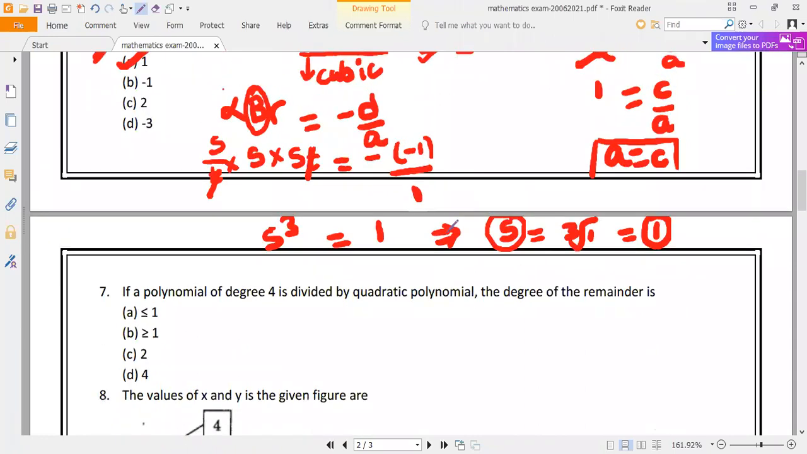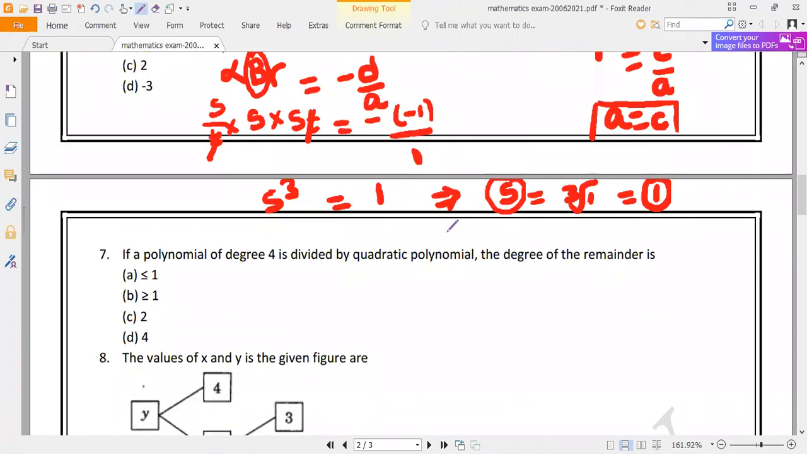Next. Shall I go to the next sum? Okay. All of you read the 7th sum.